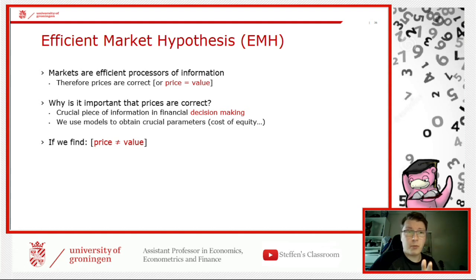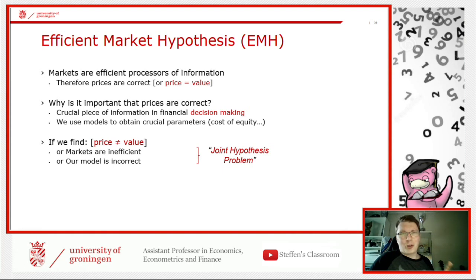If you observe the price is not equal to the value, then you could of course say the market's either inefficient or your model is incorrect. You see the problem here? This is what we call the joint hypothesis problem. Well, there's going to be one wrong right here. So this is another little side issue here.